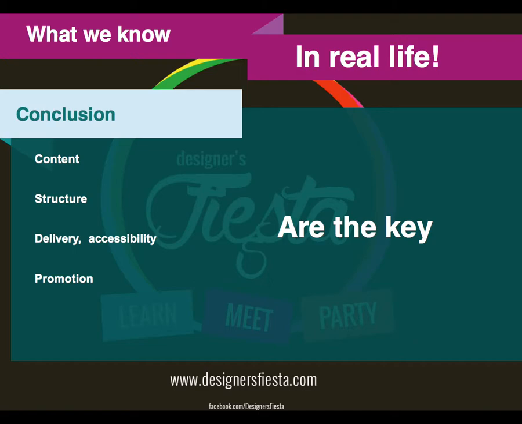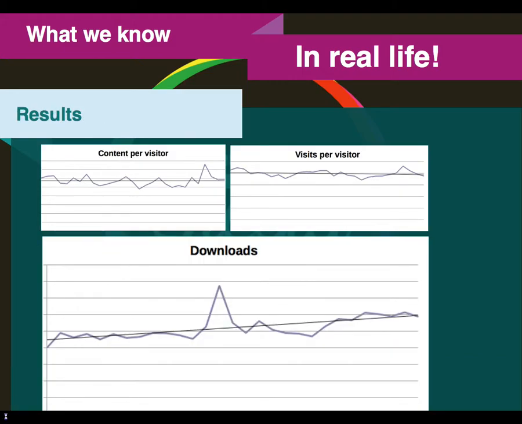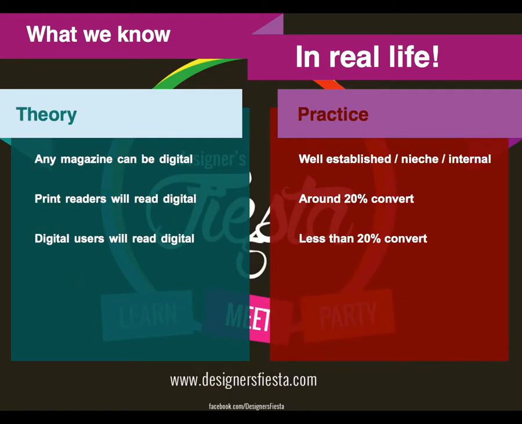Now, when it comes to content, of course, it is good if you have a well-established magazine. And I see, yes, here we are. So any magazine can be digital, we thought. That wasn't really true. You need to have a well-established brand, like National Geographic would be a good example. Wired would be another good example. Or you need a niche product that is targeting a specific group.